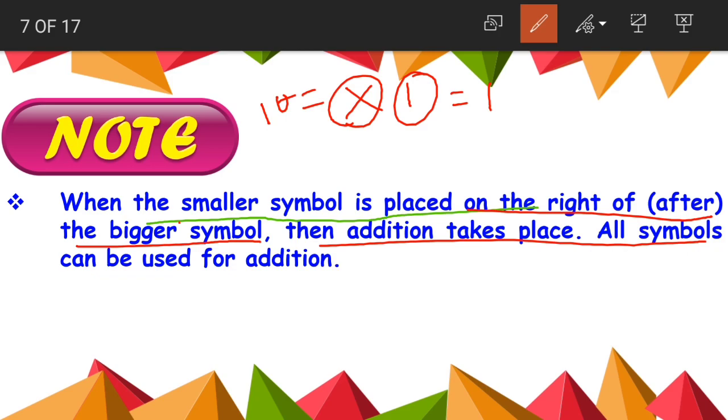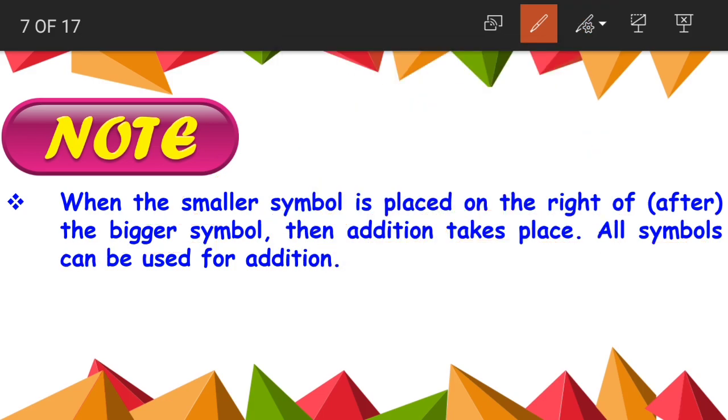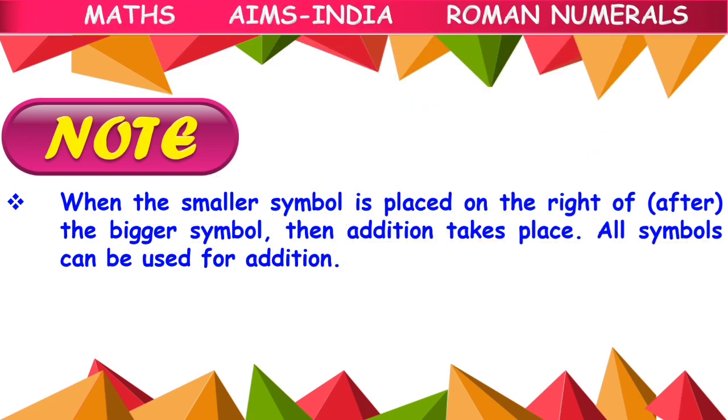Now here, the smaller symbol, which is I, is placed on the right side of X. So what do we do? We add those two. Addition takes place. 10 plus 1 is equal to 11. Clear, children? When the smaller symbol is placed on the right of the bigger symbol, then addition takes place. All symbols can be used for addition.